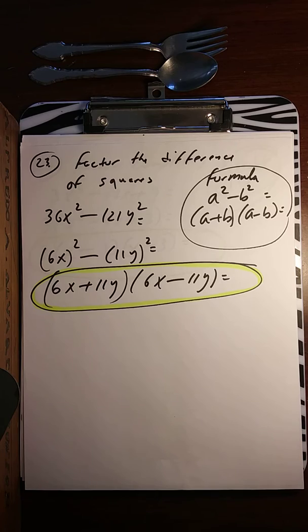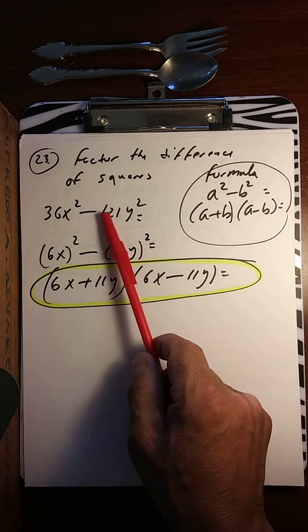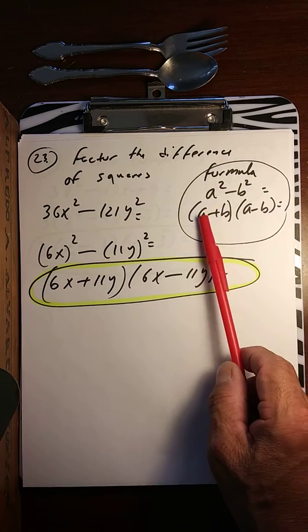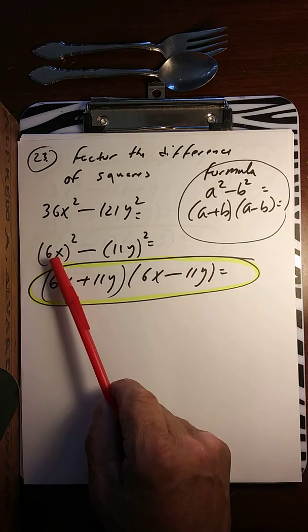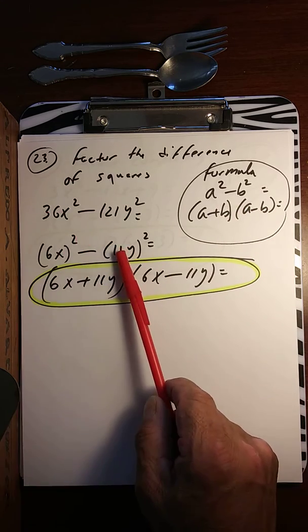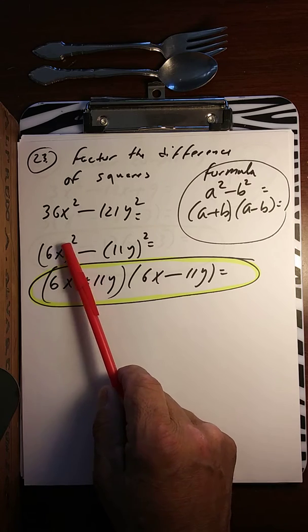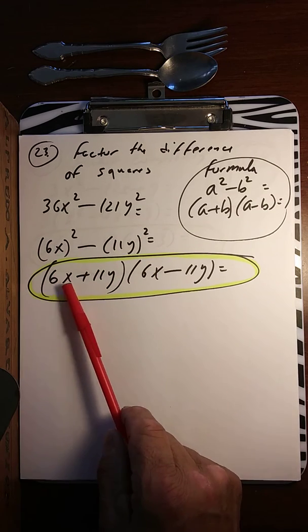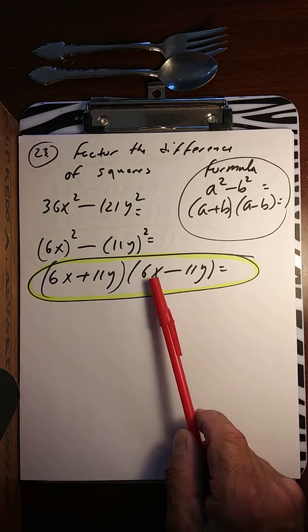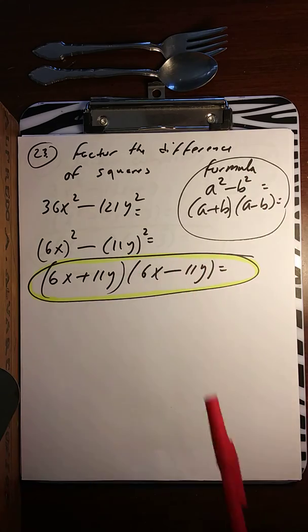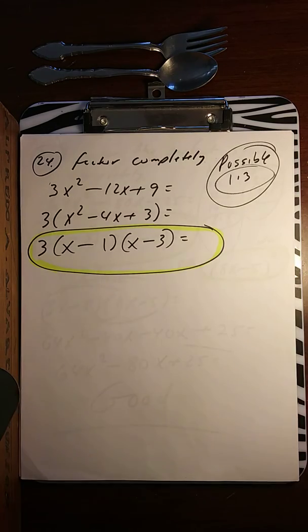Just factor the difference: 36x squared minus 121y squared. So a squared minus b squared is a plus b, a minus b. 6 times 6 is 36, 11 times 11 is 121. So 6x squared, 11y squared. So that's going to be 6x plus 11y and 6x minus 11y.